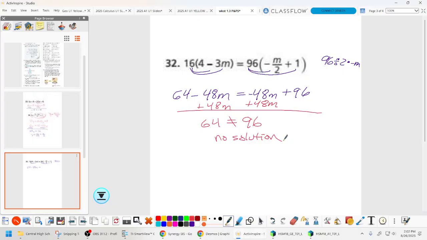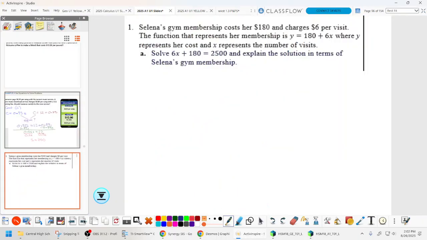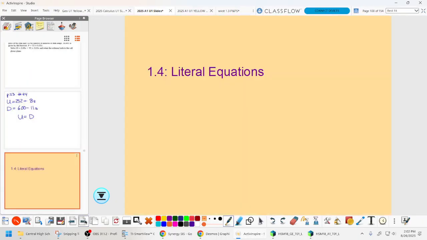But we're going to shift back to the next topic, which is literal equations. So if you want, grab your notes. We're not going to spend much time on this. It's going to be short, like 20 minutes maybe.